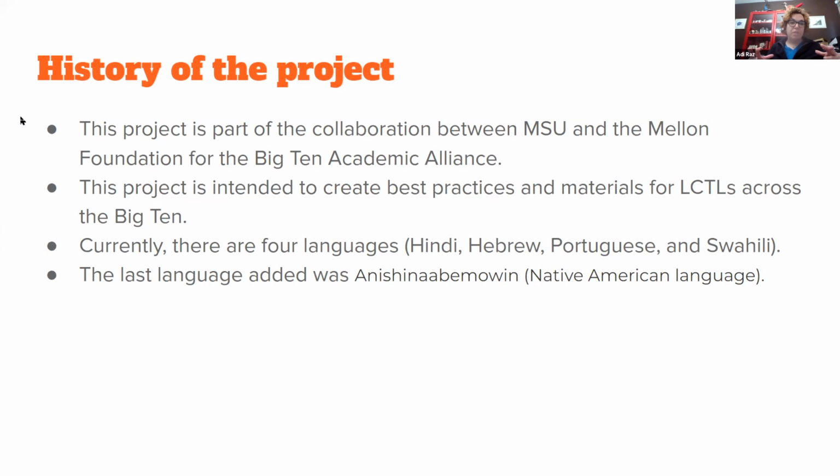And this project is a whole course, several whole courses all together, whereas in other open language resources on the internet right now, there are only bits and pieces. The whole project, the MSU and the Mellon Foundation and the Big Ten Academic Alliance, has 4 languages: Hindi, Hebrew, Portuguese, and Swahili. And over the last couple of years, another Native American language was added to it. I don't know how to say the name and I don't want to butcher it.